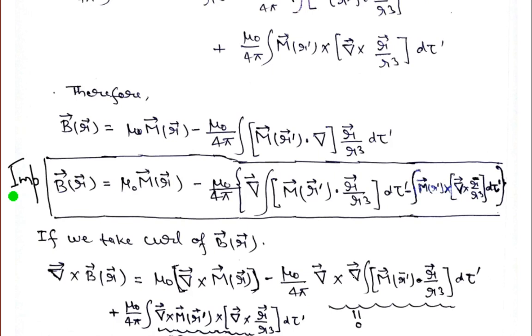del cross gradient, meaning the curl of the gradient of some scalar, because this m dot r vector upon r cube is a scalar, and you have operated del, that is the gradient, and now you are taking the curl. So the curl of the gradient of a scalar, we know, is always equal to 0. I think I have stated it on the next page. So this quantity becomes equal to 0.